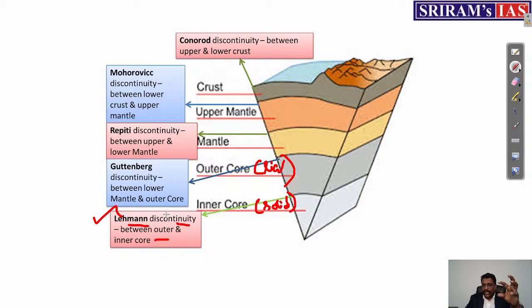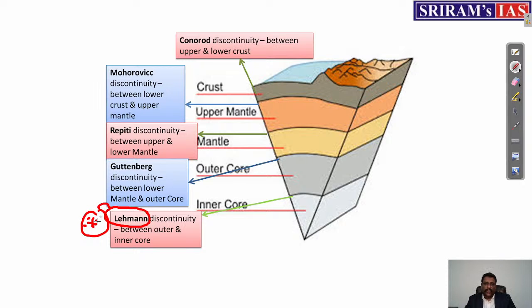The name discontinuity was given for the simple fact that these are the layers where the earthquake waves, or seismic waves, will get refracted largely, right? A very small discontinuity you will experience with respect to what? Seismic waves. That's the reason you call them discontinuity. So my intuition says that Lehmann's discontinuity this year may be slightly important, right?